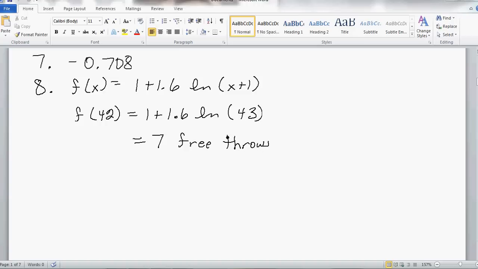Okay, 9 and 10 ask for the domain. It's very important to realize that the argument of a logarithm, like here, x plus 1, or this also applies for log, the common logarithm, the argument has to be greater than or equal to 0.